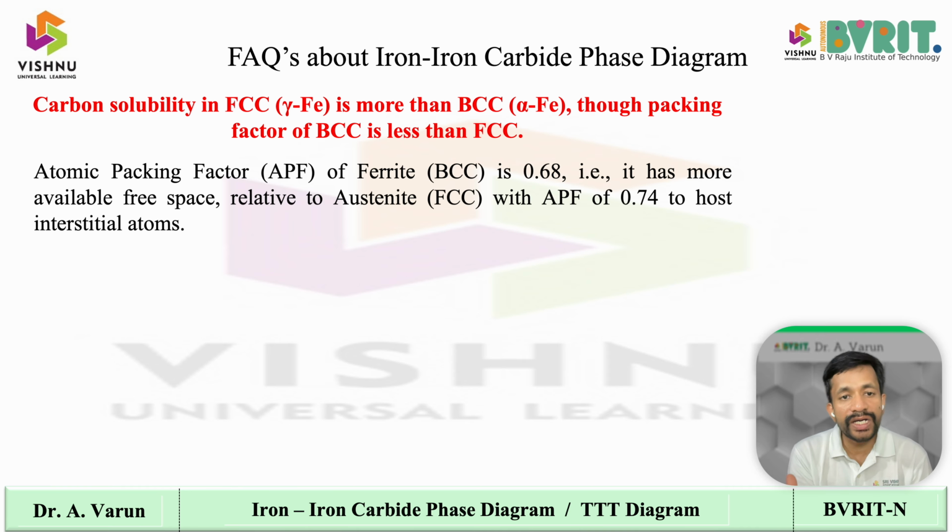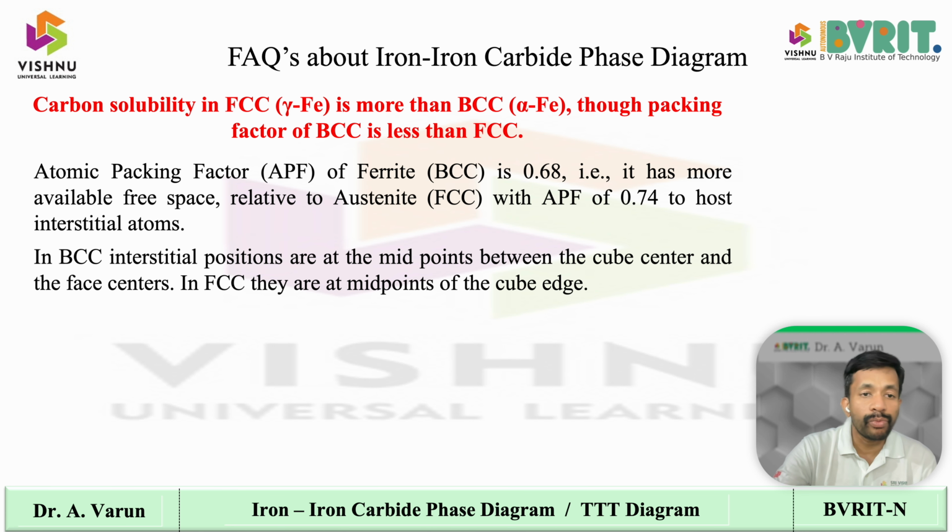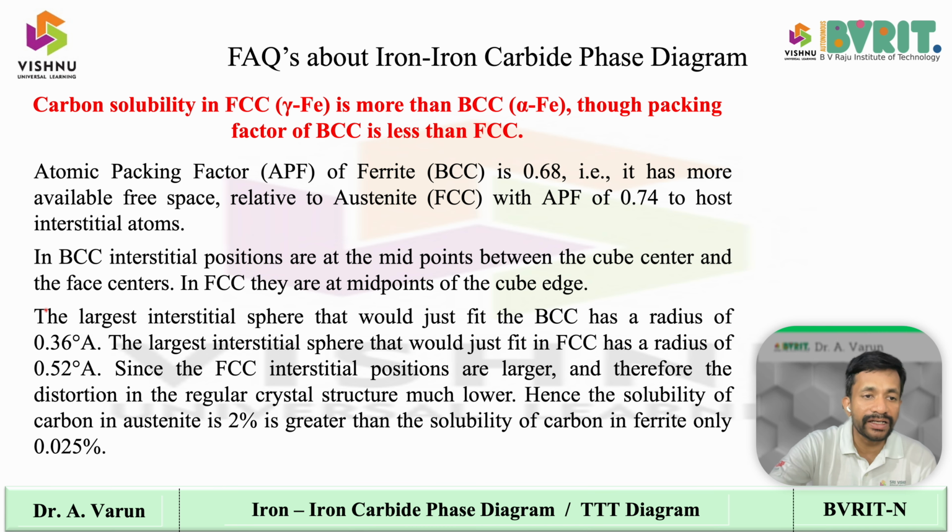BCC has 0.68, nothing but 68 percent, meaning 68 percent of the volume is occupied by atoms. That means 32 percent is available free space. Whereas in FCC, which is the face centered cubic structure, in this case it is austenite, 74 percent is occupied by atoms. If you see the iron carbide diagram, the maximum percentage of carbon present in ferrite is only 0.025, whereas in austenite, it is 2% of carbon.